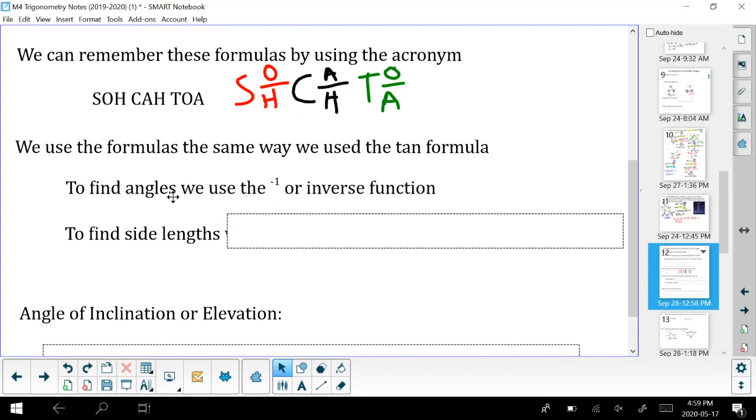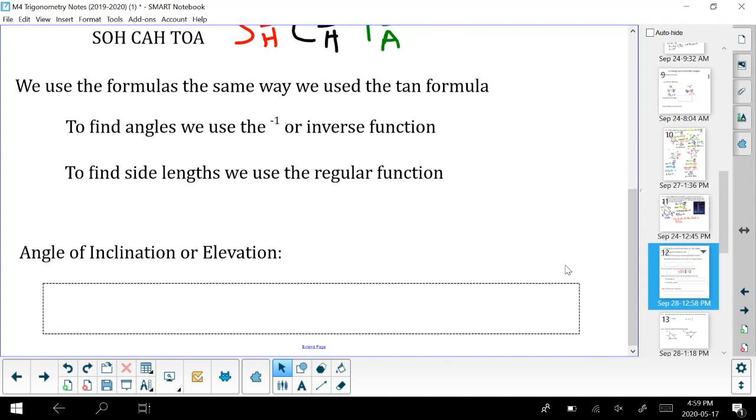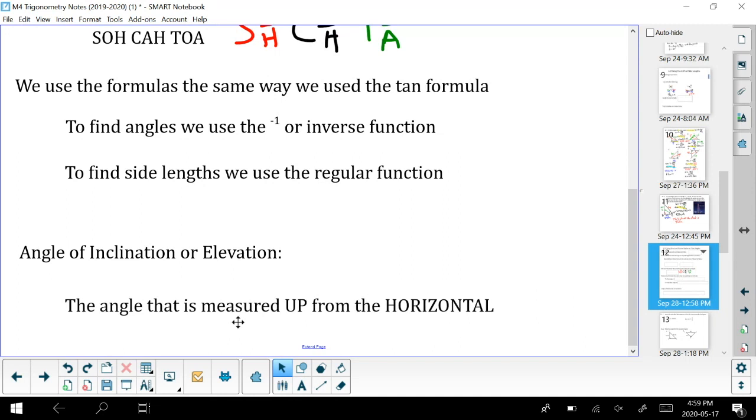If we want to find angles, we need to use the inverse function. To use the side lengths, we just need to use the regular function. We don't need that fancy inverse function. Now, two definitions that I want to talk about before we proceed any further are angles of inclination or elevation, which is an angle that is measured up from the horizontal.